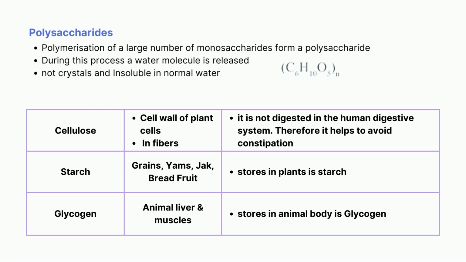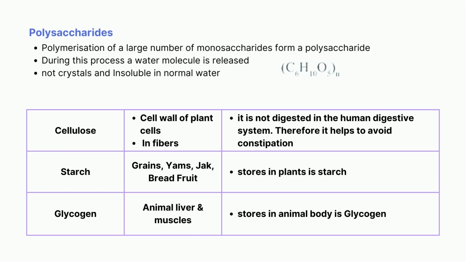Now let's look at the second type of polysaccharide, that is starch. Starch is present in many food items like yams, potato, sweet potato, cereals, jackfruit, and breadfruit. Starch is the main storage component present in plants. The carbohydrates are stored in the form of starch in plants.